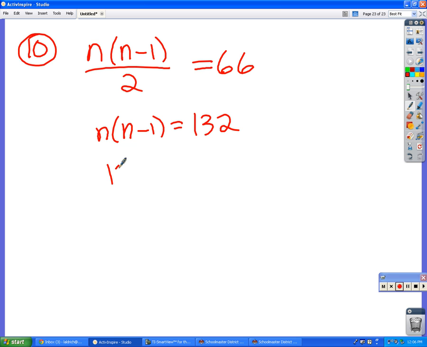Okay, so let's say that n is 12. Then 12 minus 1 is 11. Is 12 times 11 132? Yes, what a terrific, yes, Kylina. So that means that there must have been 12 people at the party. Okay?